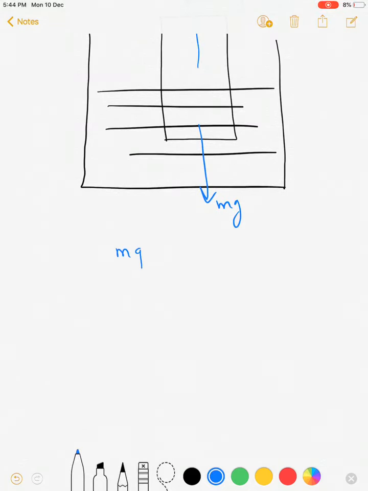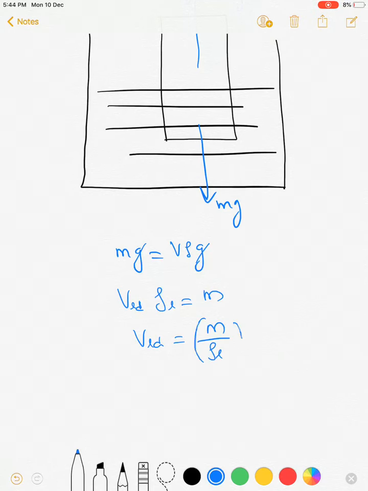This weight Mg should balance the value of upthrust, V into rho into g. Here V is nothing but the volume of liquid which is displaced. So volume of liquid displaced into density of liquid will be equal to the mass of object. So we can write the volume of liquid displaced is equal to mass of object divided by density of liquid.